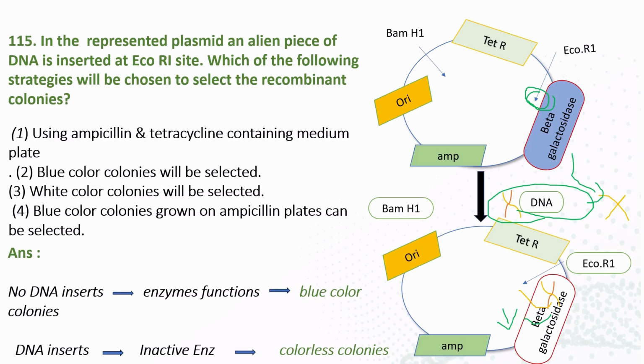So according to this you can select the answer. When the DNA is added, the correct answer here is that white colonies can be selected. Why? Because when we add the DNA, we can see the white colonies. That white colony shows the presence of this recombinant DNA. So this is the right answer.